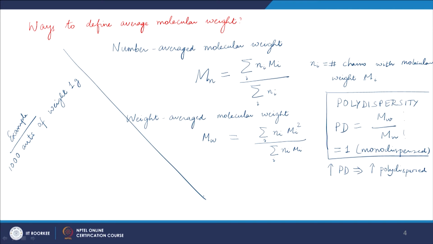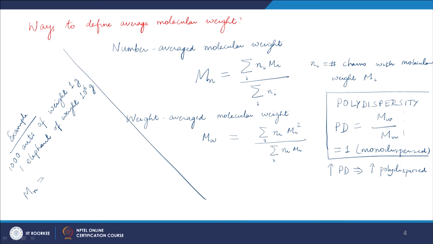Okay, I am doing an example. We think about 1000 ants of weight 1 gram, and we have one elephant. An elephant will be around 1000 kg, so let us keep it around 10 to the power 6 gram. Okay. Now, if I compute the number average molecular weight Mn, what is it going to be?